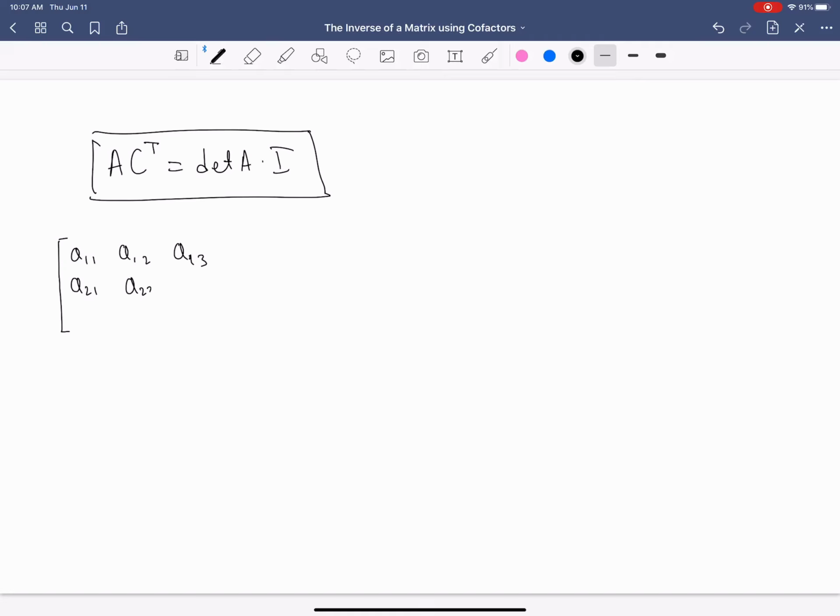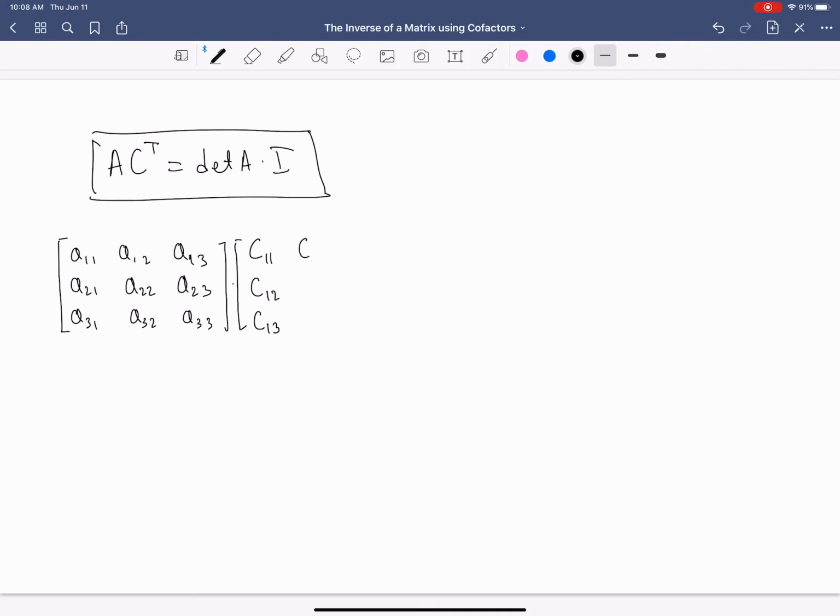A21, A22, A23, A31, A32, A33. And now I have to write the cofactor matrix in a transposed form. So if I want to go 1, 1, 1, 2, 1, 3, I better write them in the columns. So I have C11, then C12, C13. So the C's correspond to C, not to C transpose, right? But I'm transposing them in this representation.